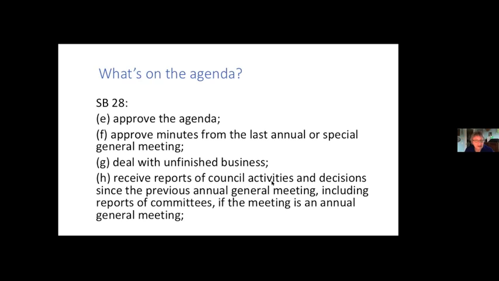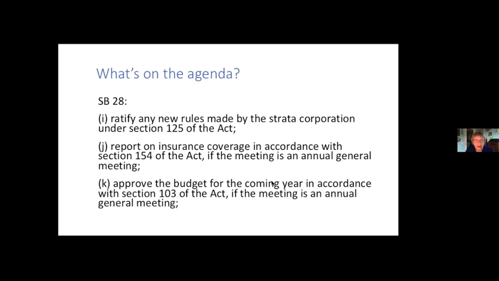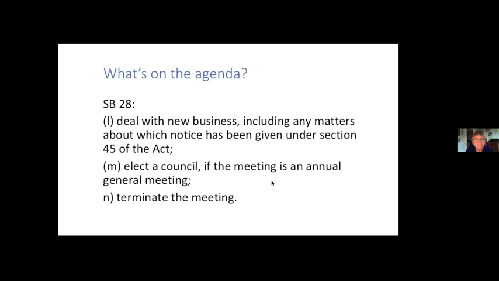approving the minutes from the last AGM or SGM, unfinished business, reports of council activities if it's an annual general meeting, ratify any new rules, report on insurance coverage, approve the budget, deal with new business, including any matters about which notice has been given under section 45, elect a council if it's an AGM, and terminate the meeting.